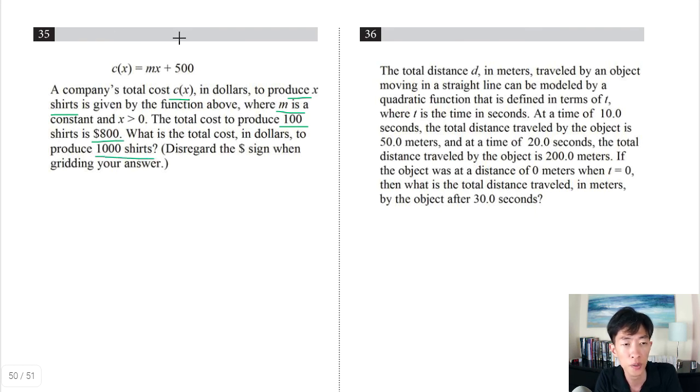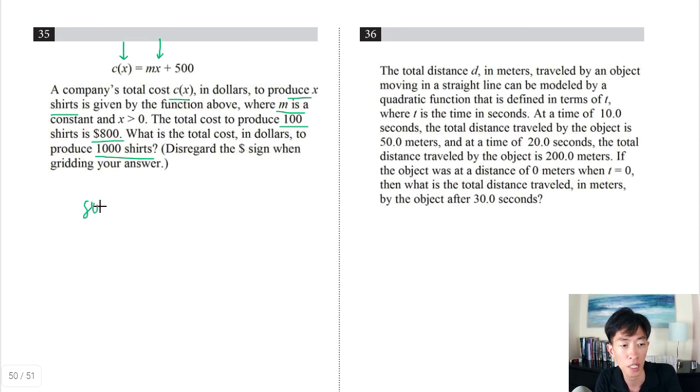So keep in mind what the equation is showing. We're given a relationship between the number of shirts x and their total cost, with a constant that's unknown. They're giving us two pieces of information, an x number and a cost, to figure out m. Once we figure out that m constant, then they're giving us a new problem to figure out the total cost for 1,000 shirts. So this is going to be a two-step problem. All right, so for the first step, we're going to plug in the numbers.